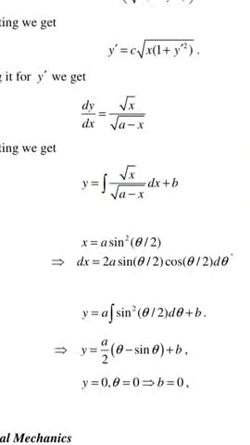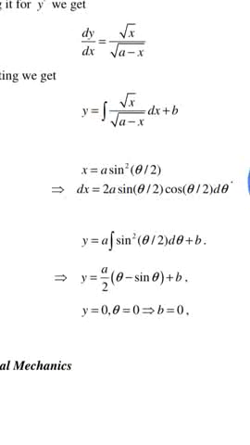Solving for y', dy/dx is equal to √x divided by √(a − x). Putting x = a sin²(θ/2), therefore 2a sin(θ/2) cos(θ/2) dθ is equal to dx. Therefore, y is equal to the integral of a sin²(θ/2) dθ plus constant of integration b, and sin²(θ/2) is nothing but (1 − cos θ)/2, so y is equal to (a/2)(θ − sin θ) + b.